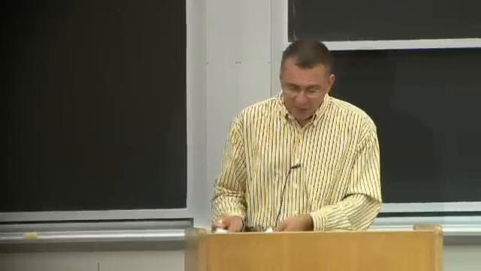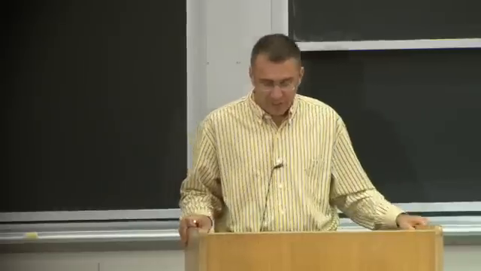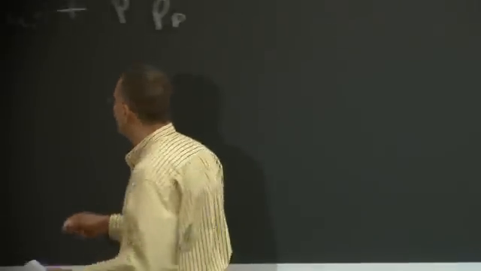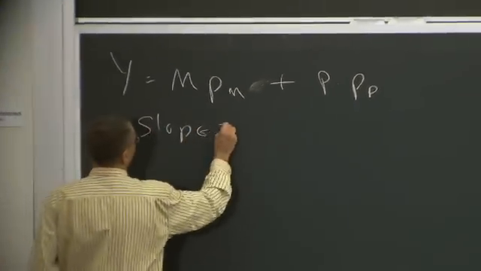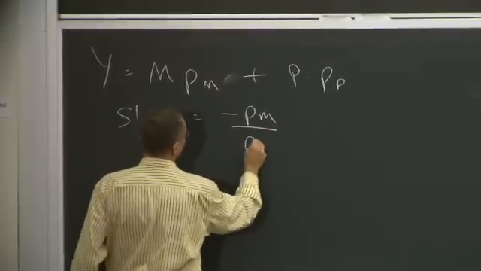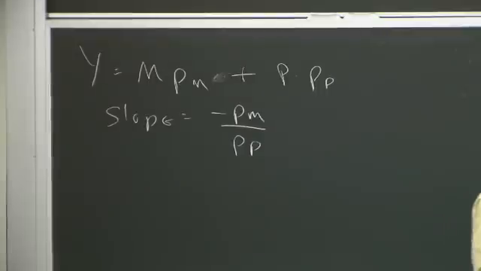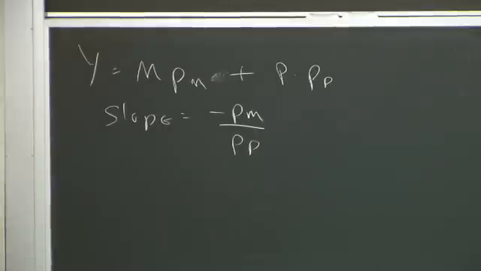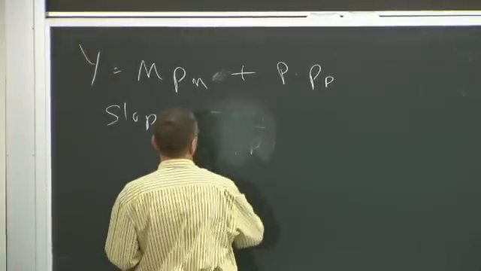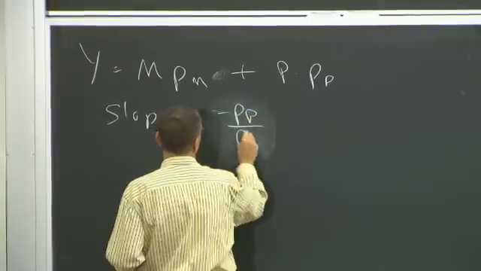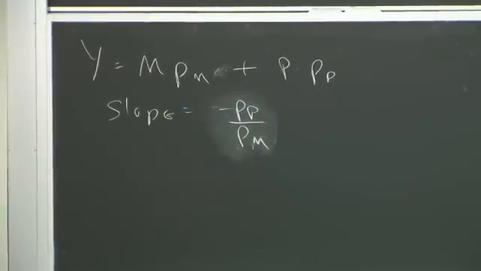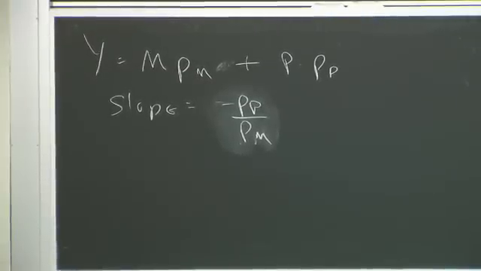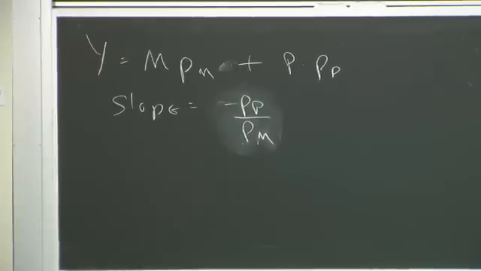So basically, the slope of that line is going to be the price ratio, or the negative of the price ratio. The slope of that line is going to be minus PM over PP. Okay? No, I'm sorry. It's the rise over the run. My bad. Minus PP over PM, right? The slope of that line is going to be the change in the ratio of the price of pizza to the price of movies.